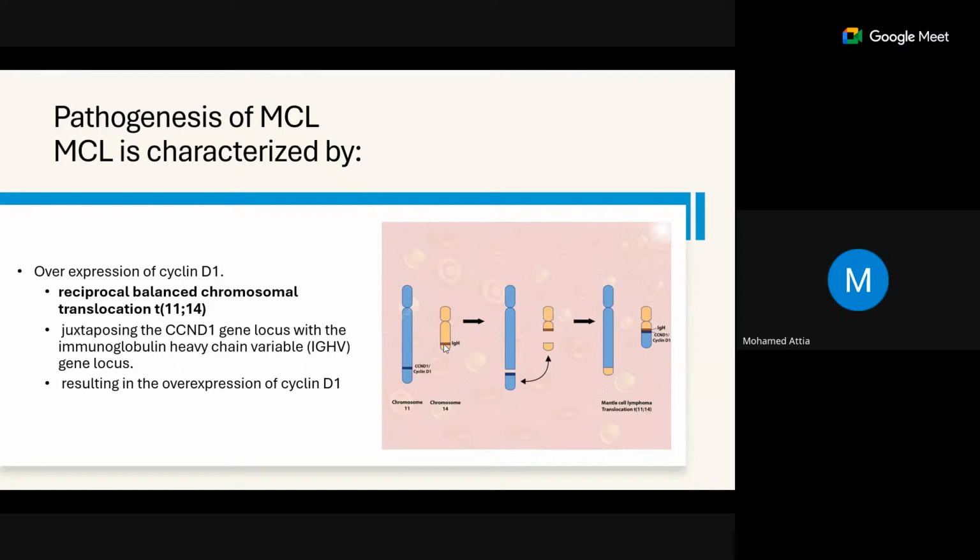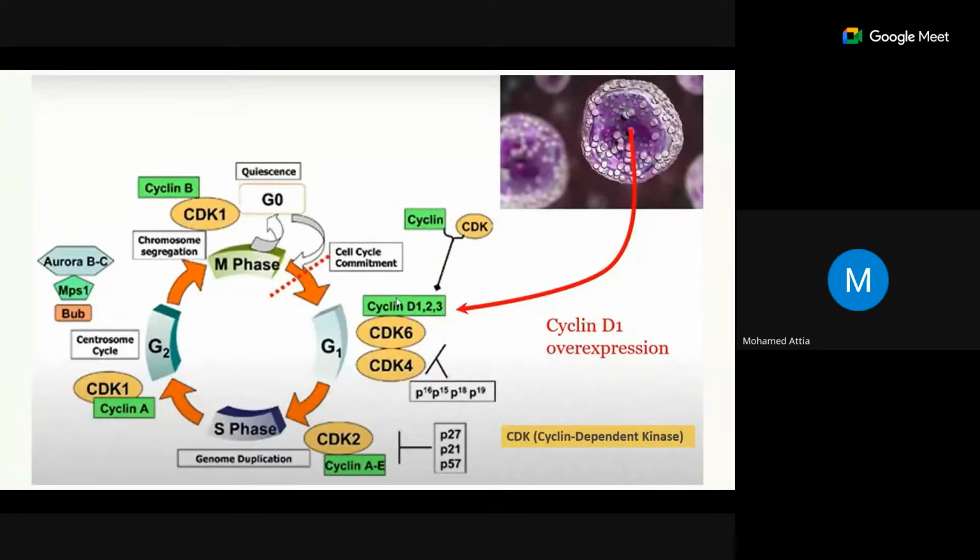These two chromosomes, 11 and 14, are very famous. They will come and appear with us in hematology many times. So concentrate: mantle cell lymphoma is caused by this translocation that brings the Cyclin D1 gene beside the immunoglobulin heavy chain gene on chromosome 14. So this is the pathogenesis of mantle cell lymphoma, and obviously Cyclin D1 will be overexpressed in this condition.